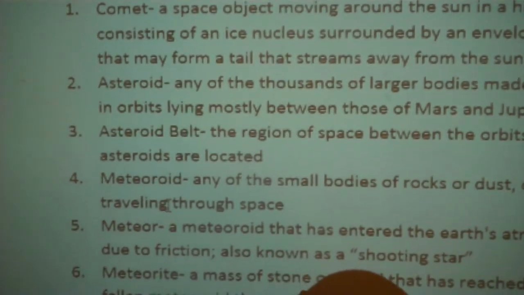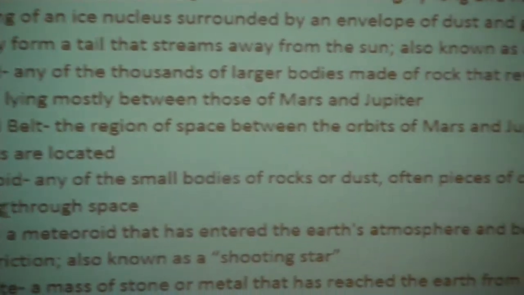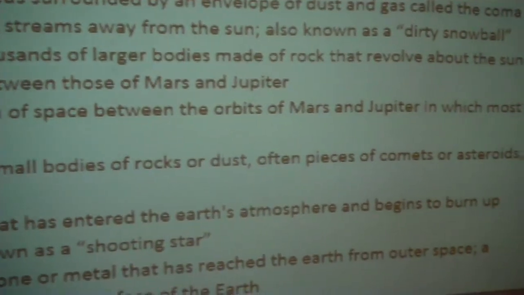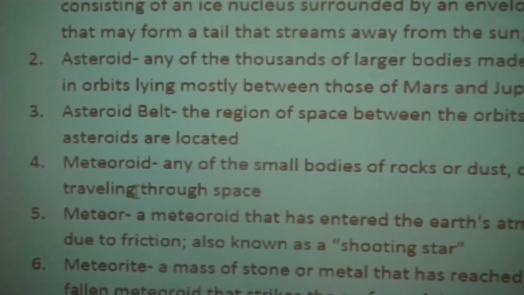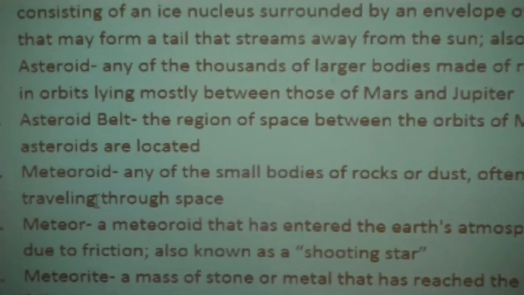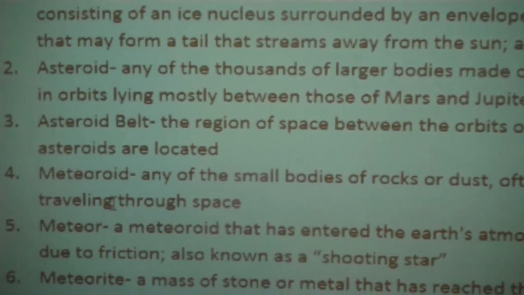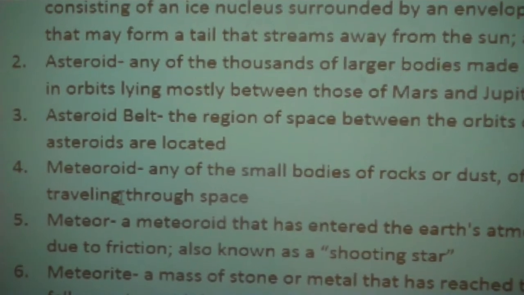Number 5, a meteor is a meteoroid that has entered the Earth's atmosphere and begins to burn up due to friction. It is also known as a shooting star. So remember, this is the meteoroid that comes into the Earth, starts to burn up and makes the light, and we call that the shooting star.